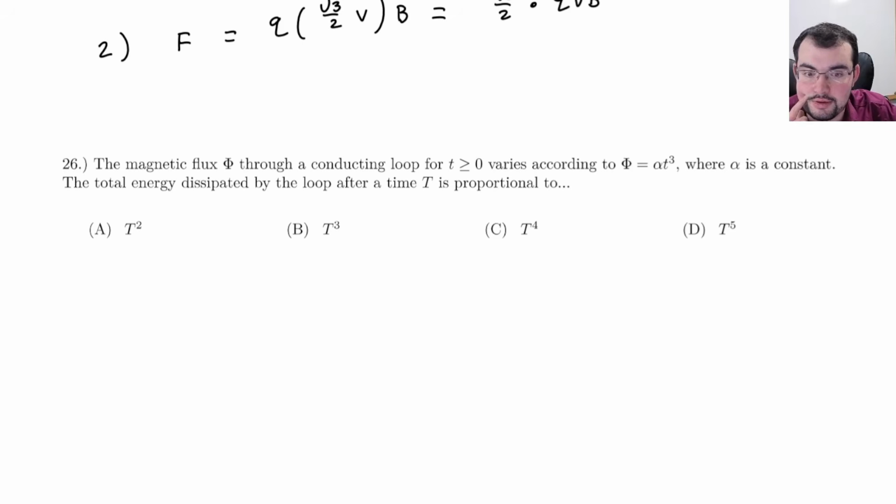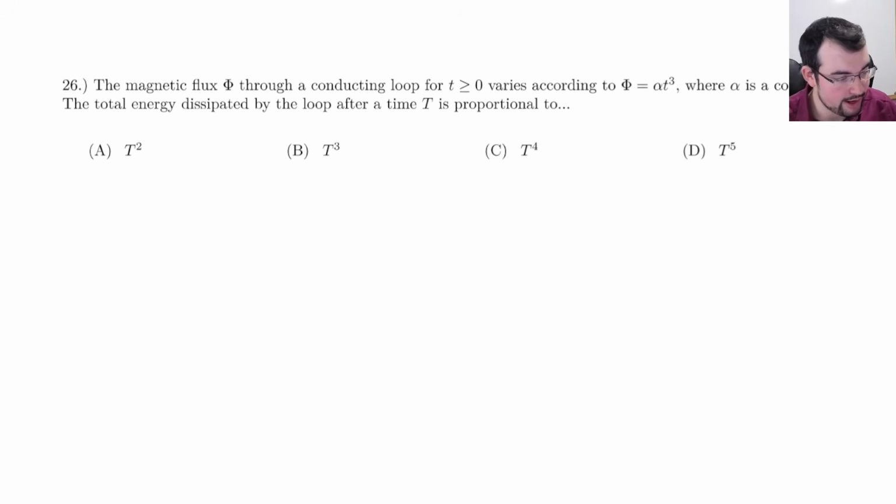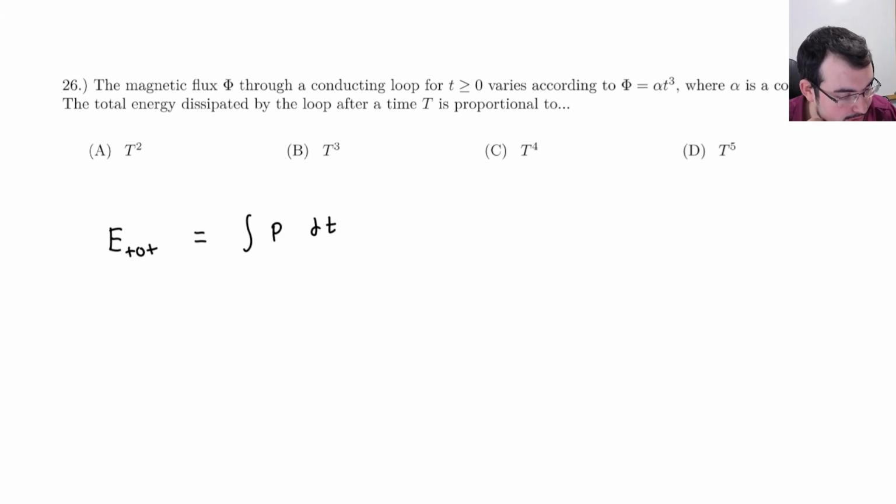All right. The magnetic flux through a conducting loop varies according to this function. That's cubic. What is the total energy dissipated? We want that proportionality. All right, well, we know that energy dissipated is what you get when you collect all of the power, because power is energy per time. So if you multiply all the power time contributions, you get the total energy. So we got to somehow get power.